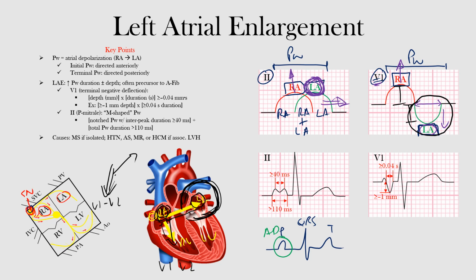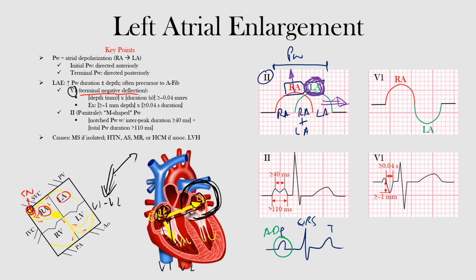It has been generally accepted that if the product of the depth in millimeters and the duration in seconds of the negative portion of the P wave in lead V1 exceeds negative 0.04 millimeter seconds, left atrial enlargement is suggested for all ages. Okay, so now we're looking at our criteria, and we're at this first one here, where we're looking at the terminal portion of our P wave in V1. So let's just erase this here.